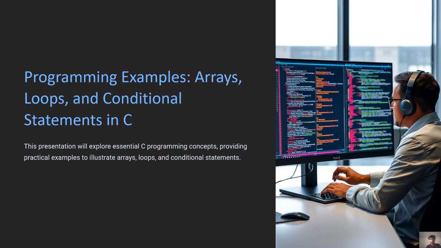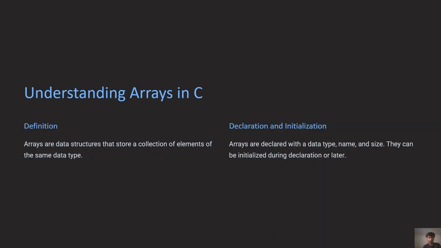Programming examples: arrays, loops, and conditional statements in C. This presentation will explore essential C programming concepts, providing practical explanations to illustrate arrays, loops, and conditional statements. Understanding arrays in C. Arrays are data structures that store a collection of elements of the same data type. Declaration and initialization. Arrays are declared with a data type, name, and size. They can be initialized during declaration or later.